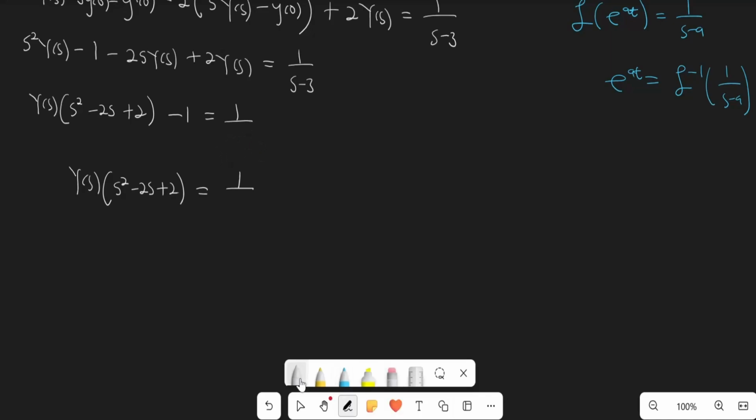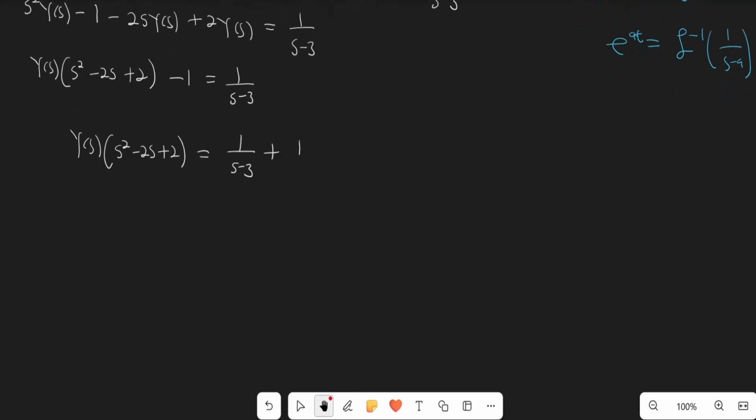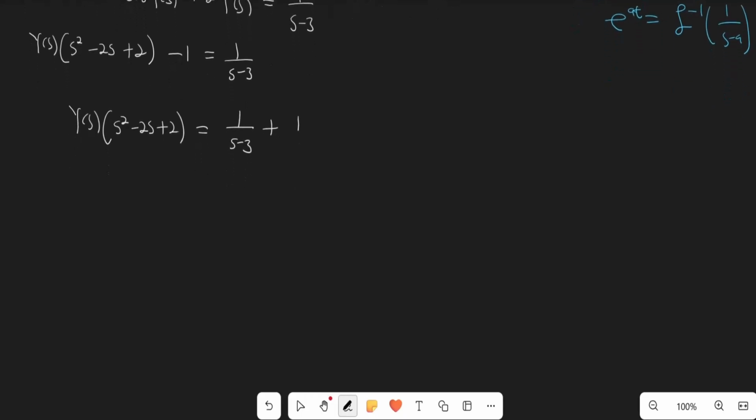Terribly sorry. So s minus 3, and this is s minus 3. Shouldn't do math when I'm tired. And now plus 1 on the right hand side. So now cool, so let's isolate y of s by dividing both sides by this guy.